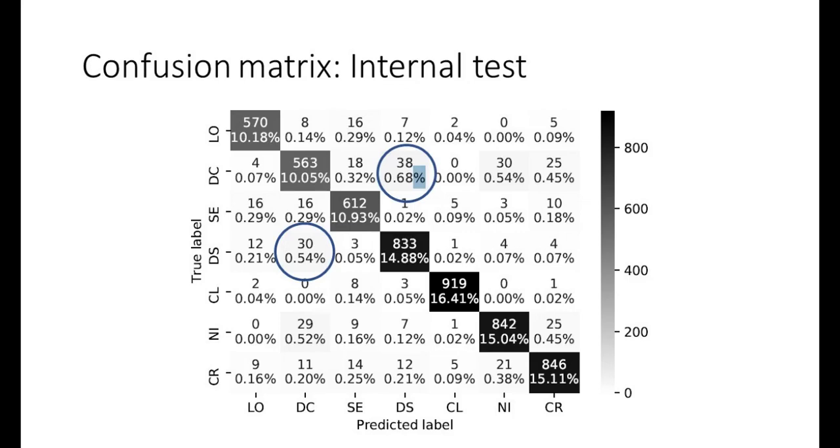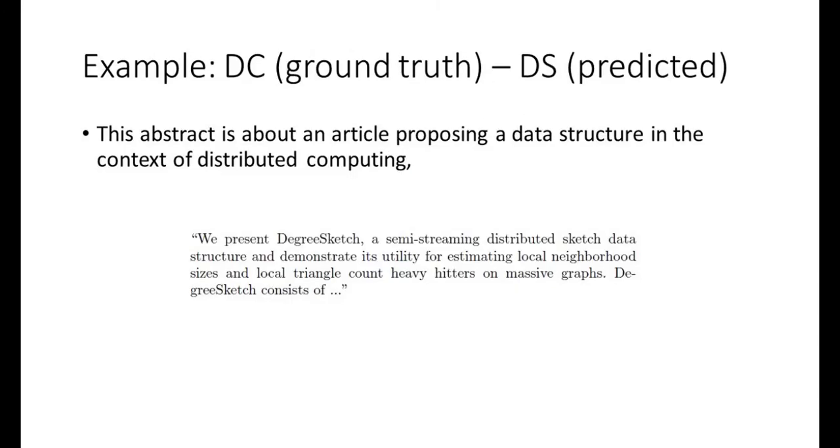As we can see, the DC and DS labels are the most confusing ones for the model. For example, the highlighted cells indicate that we misclassified 38 examples with label DC as DS, and also misclassified 30 DS examples as DC. Looking into the details, some of the examples might confuse humans as well. For example, the abstract in the slide is about an article proposing a data structure in the context of distributed computing. DC, which refers to distributed and cluster computing, is the ground truth label, but it was classified as DS, which refers to data structures and algorithms, which also makes sense to me.